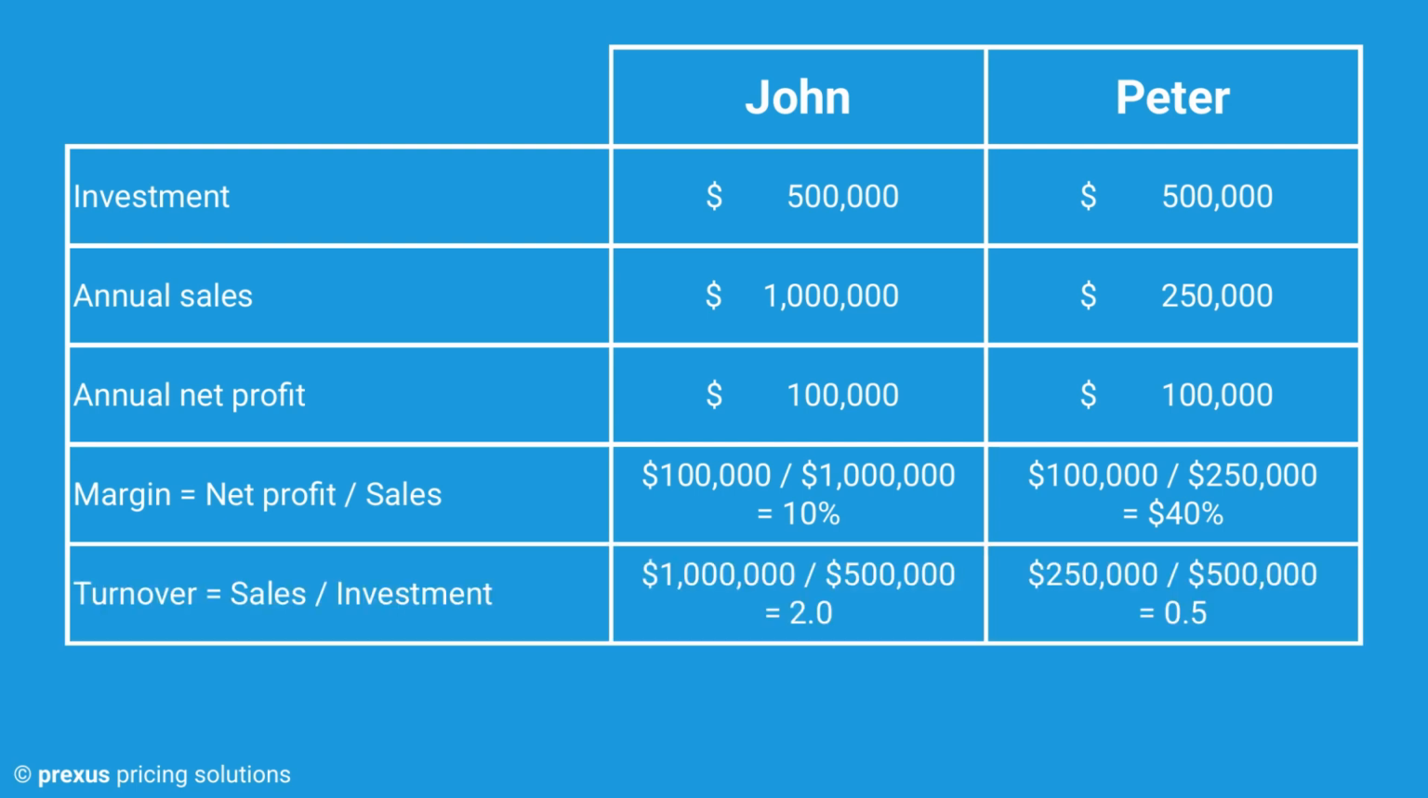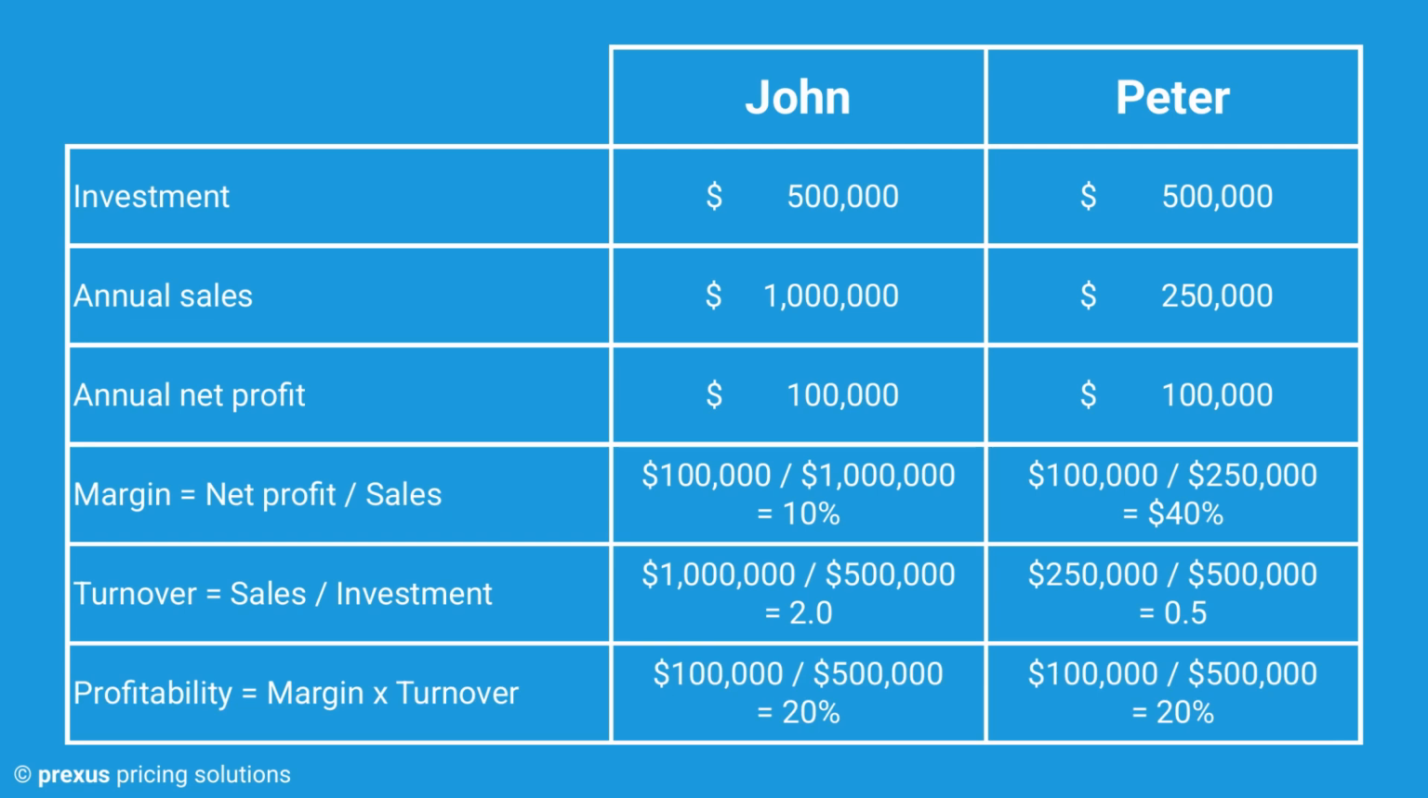However, from a turnover perspective, meaning the relationship between sales and investment, John's business is more attractive than Peter's because it has a turnover 4 times higher. When we combine margin and turnover into the concept of profitability, we see that both businesses are equally attractive. Both generate a net profit of $100,000, which divided by the $500,000 investment results in a 20% return.